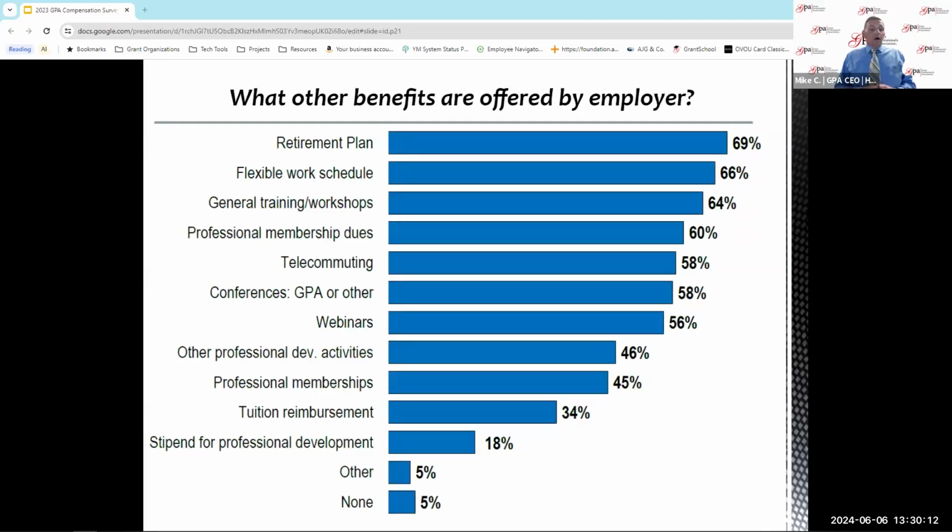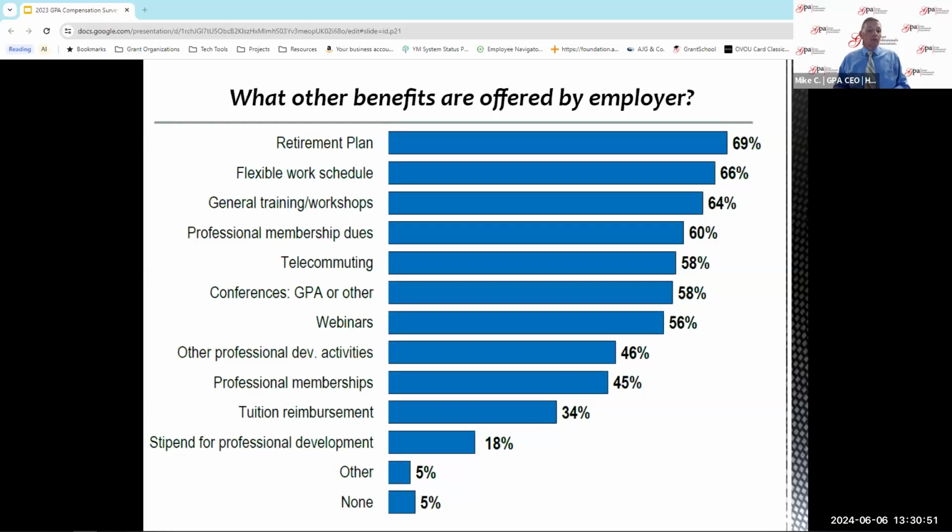Other benefits that are offered by the employer. So 69% report a retirement plan. Of note, 78% of full-time employees report that their employer provides a retirement plan, compared to only 41% for part-time and 19% for the consultants. Obviously, a flexible work schedule remains very popular, reported by 66% of all respondents. Obviously, as grant professionals, I think that's probably one of the biggest benefits and probably most important pieces for you in terms of your work.